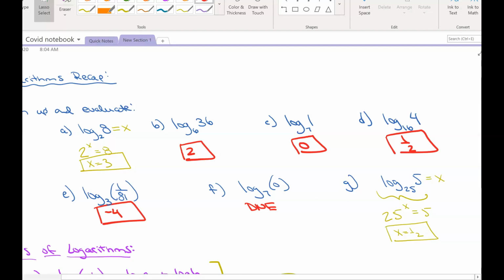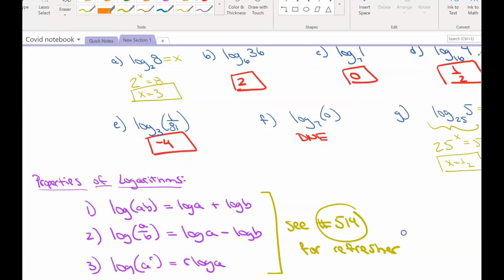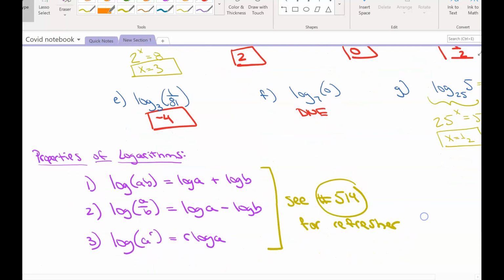Okay, and I also want to just do a little recap here of properties of logarithms. So we talked about these several times, and you did some work with them. I'm just going to write them down right here. Log base 10 of a times b, unwritten but understood the base is here, equals log base 10 of a plus log base 10 of b. Log base 10 of a over b equals log base 10 of a. Okay, you can read this.